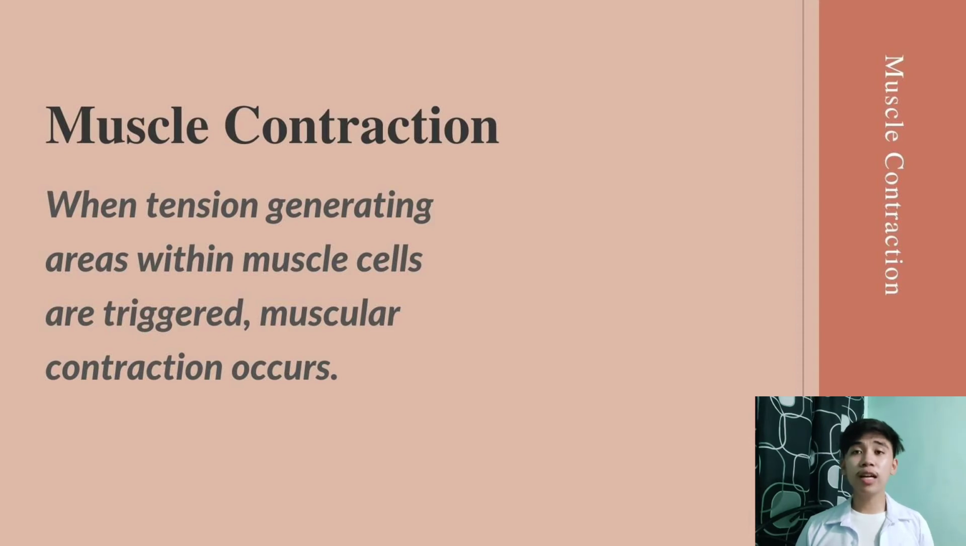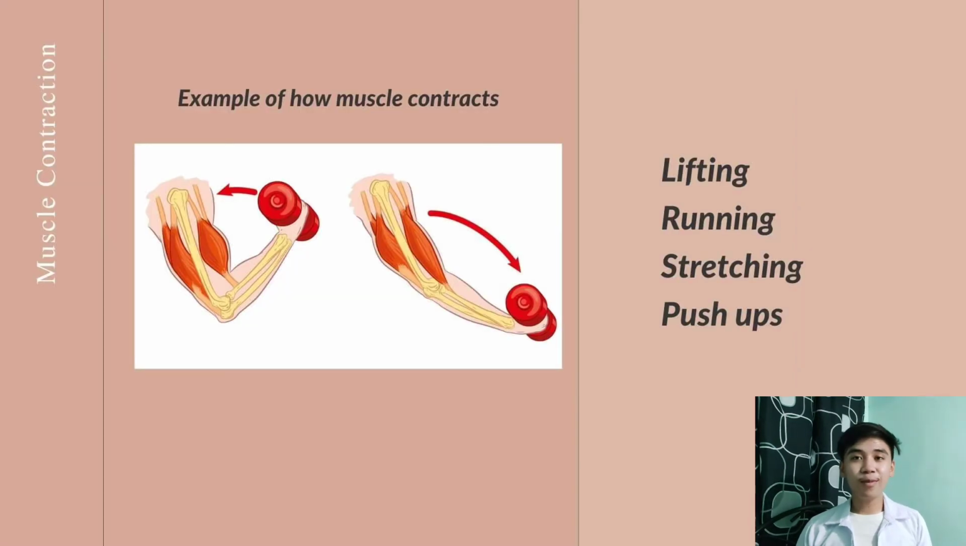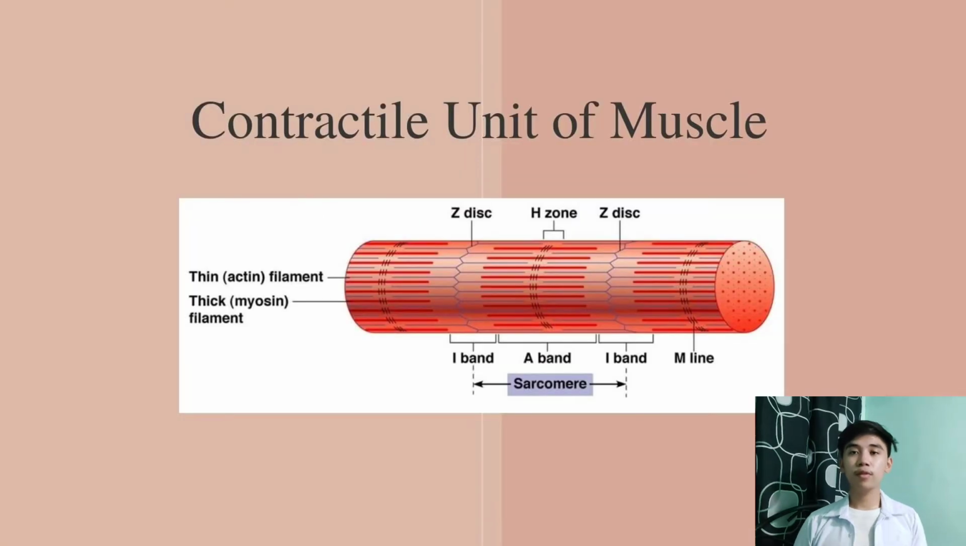Muscular contraction does not always imply muscle shortening in physiology, since muscle tension can be generated without changes in muscle length. Some example activities that show how muscle contraction occurs, as you can see in the PowerPoint, are lifting, running, stretching, and push-ups. All of these activities make the muscle contract.